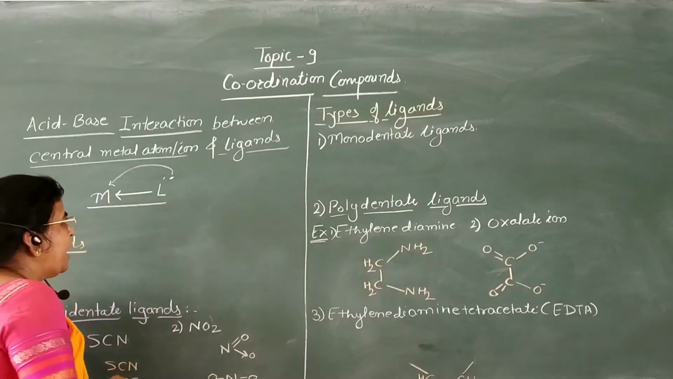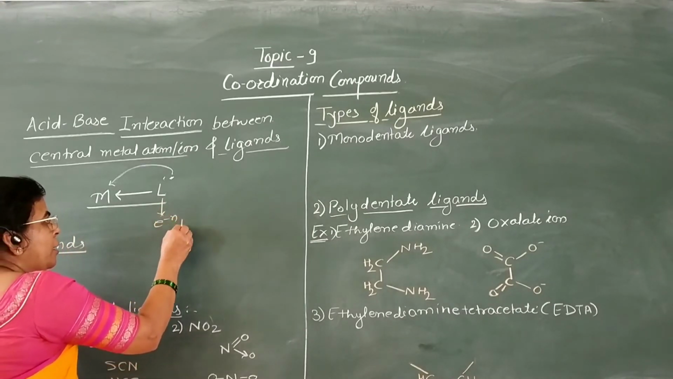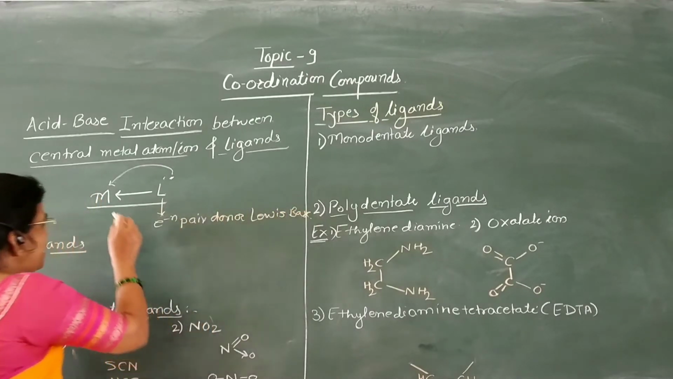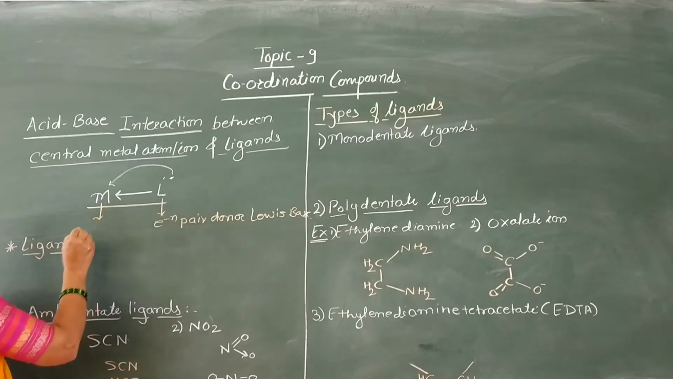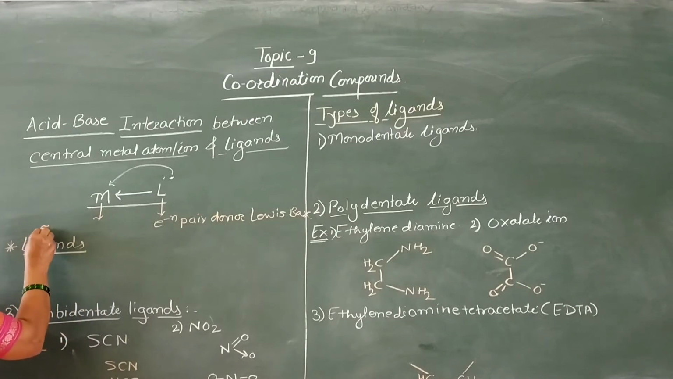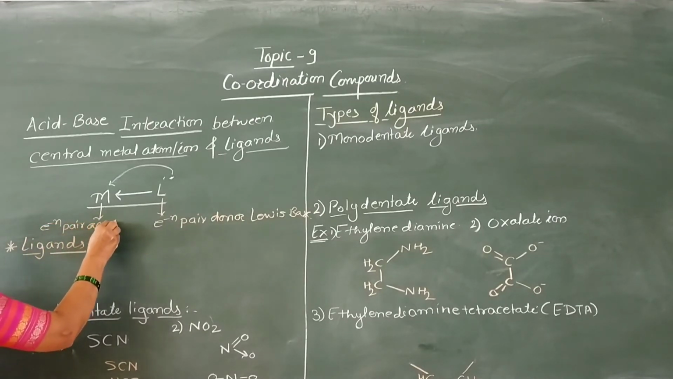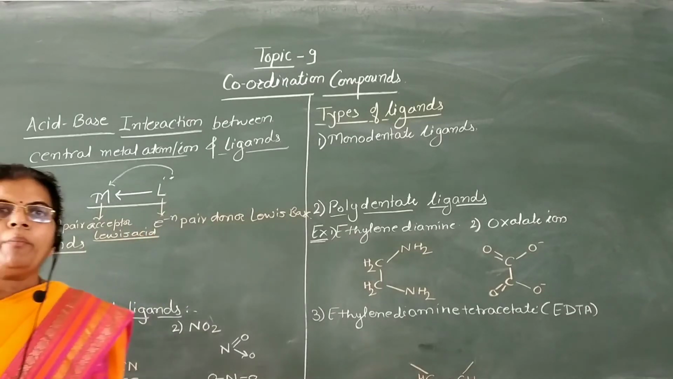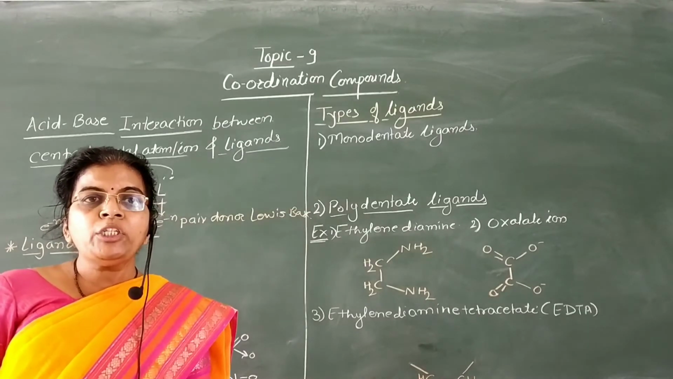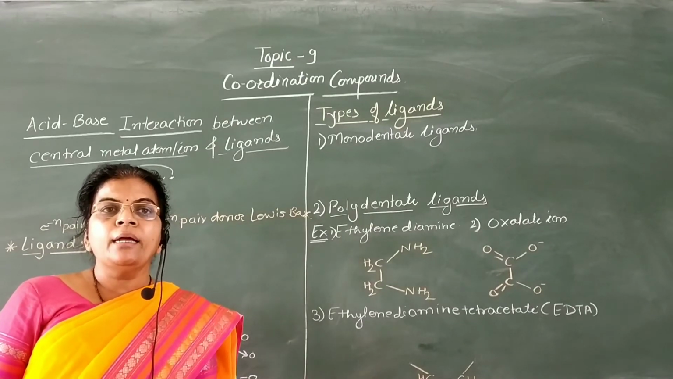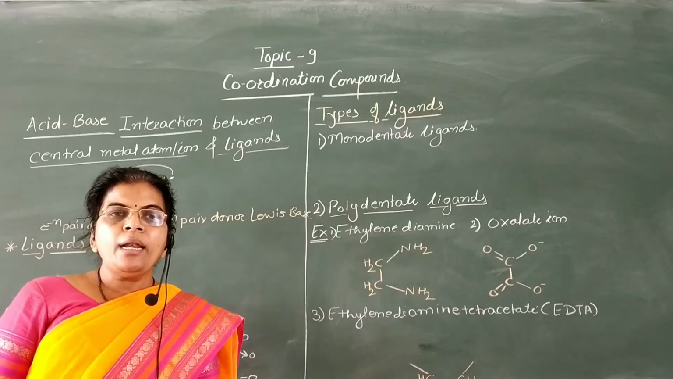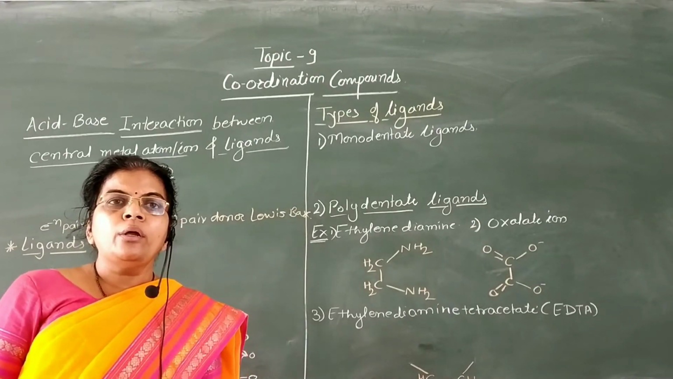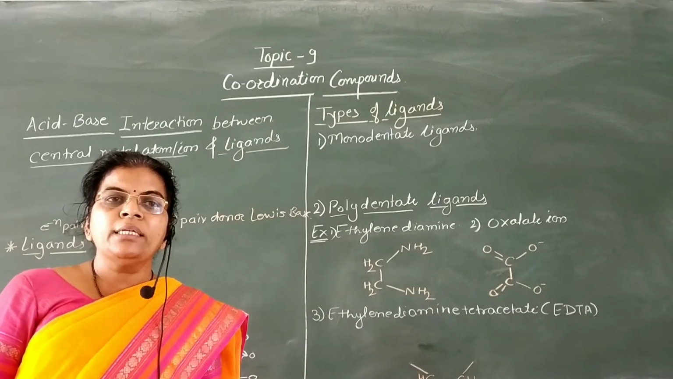This coordination bond seems like an acid-base interaction because the ligand donates an electron pair to the central metal atom, and therefore the ligand is an electron pair donor, a Lewis base. The metal ion or atom accepts an electron pair, and therefore it is an electron pair acceptor, a Lewis acid. That is, the formation of a coordination bond between metal and ligand seems like acid-base interaction, because the metal ion accepts an electron pair from the ligand and acts as a Lewis acid, and the ligand donates an electron pair to the central metal atom or ion and behaves as a Lewis base.